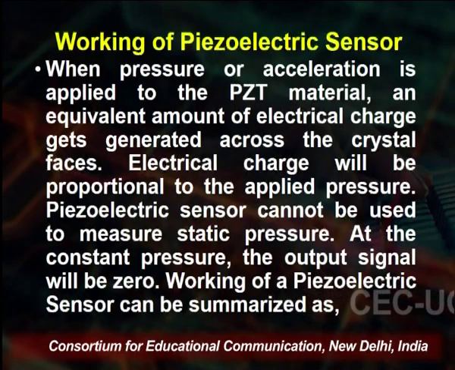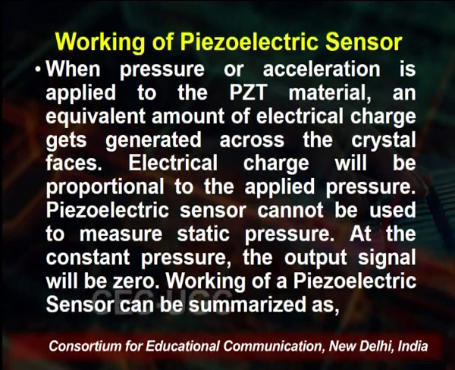Now, we discuss the working of the piezoelectric sensor. As we know, when a pressure or acceleration is applied to the piezo material, an equivalent amount of electric charge gets generated across the crystal faces. The electric charge will be proportional to the applied pressure, force, or acceleration. So, a piezoelectric sensor cannot be used to measure static pressure. At constant pressure, the output signal will be 0. It means we use the variation in the force or pressure to measure the output through the sensor. So, the output signal will be 0 in the case of constant pressure.